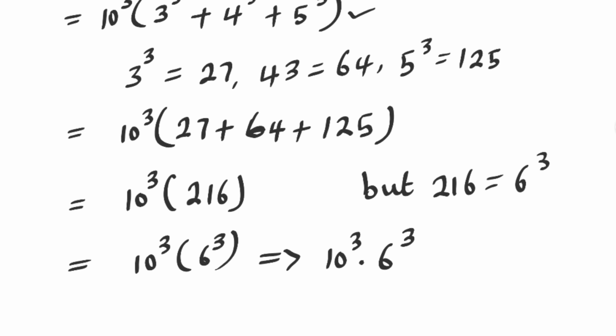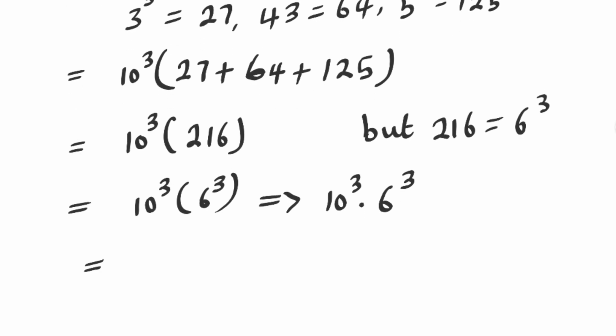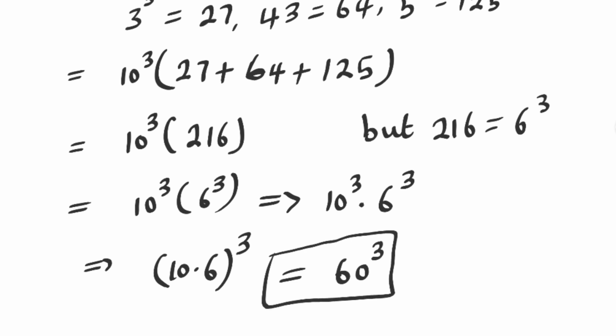But because of the same power, now we have 10 multiplied by 6 all raised to the power of 3. 10 times 6, that is 60. This is equal to 60 raised to power 3. And this is the final answer.